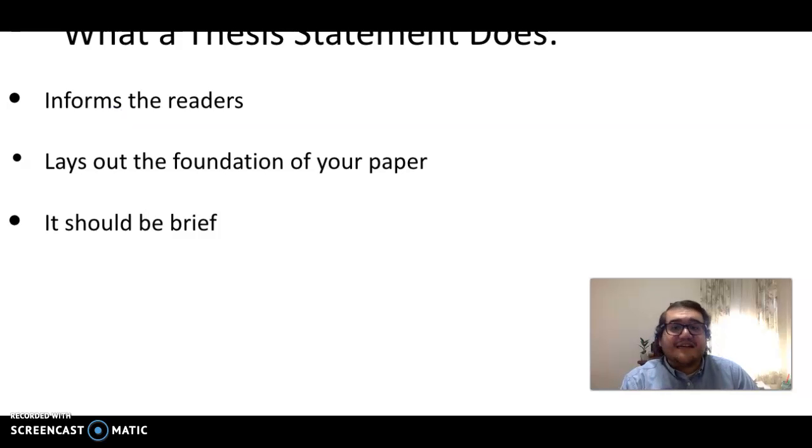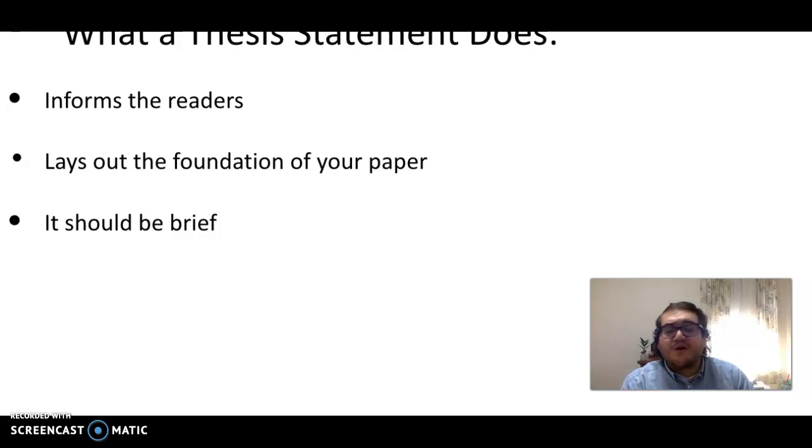What a thesis statement does, it informs the readers what your entire essay will be about. It lays out the entire foundation of your paper. What I mean by that is your reasons. Your essay is actually going to follow your three reasons. Your reason A will be your body paragraph A, reason B, body paragraph B, and so forth. So once your reader gets to your thesis statement, they're going to know exactly what each body paragraph is going to be about. And then lastly, your thesis statement should be brief.